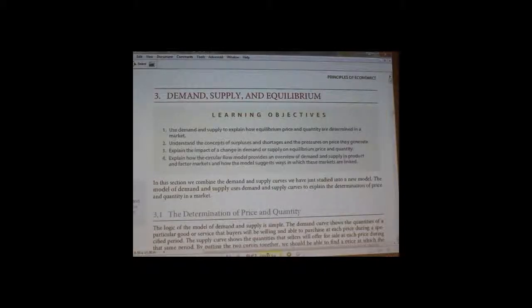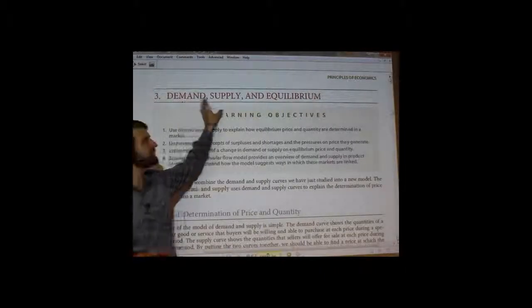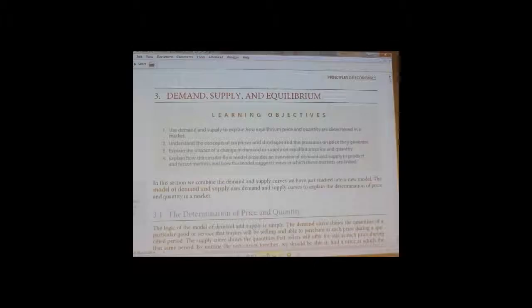This video is on section 3 of chapter 3, and here we're going to bring the demand curve and the supply curve together. This will allow us to see what determines the price of something. So here we have the intersection of the two curves, right? It occurs when the price is $6 and the quantity is 25.